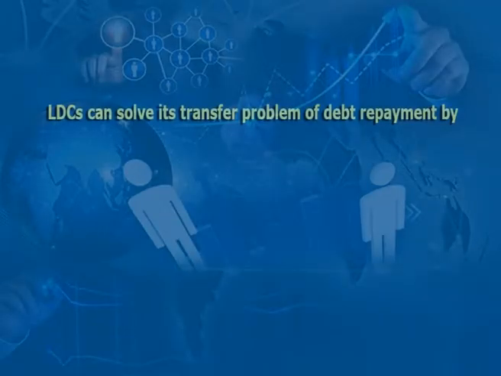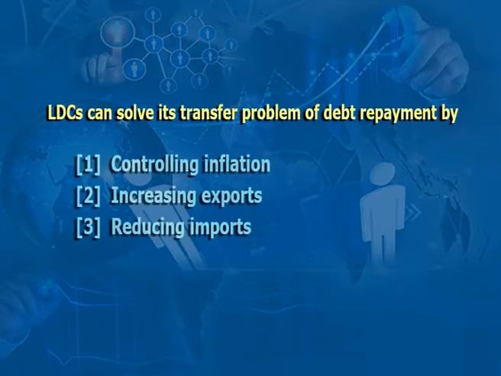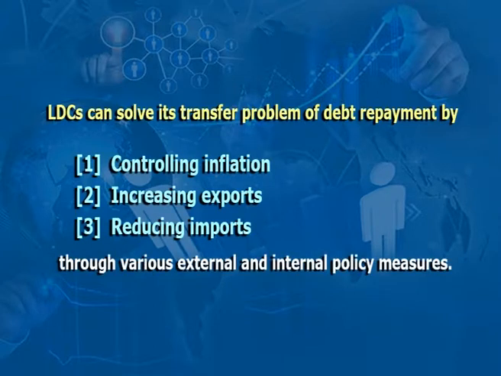For high inflation reduces the marginal propensity to save and invest in less developed countries. Exports are reduced and imports rise. Fiscal deficit increases, which leads both to a crowding out of private investment and to cut in government expenditures that reduce public investment. Under the circumstances, a less developed country can solve its transfer problem of debt repayment by controlling inflation, increasing exports, and reducing imports through various external and internal policy measures.